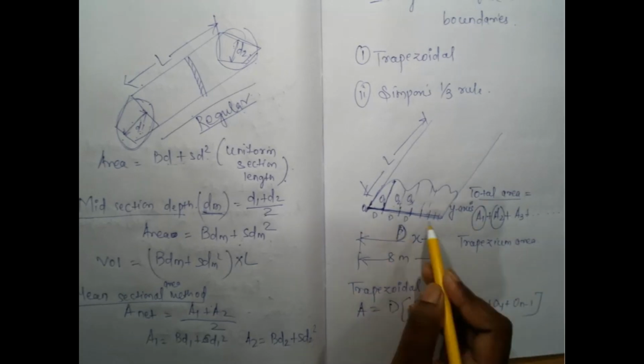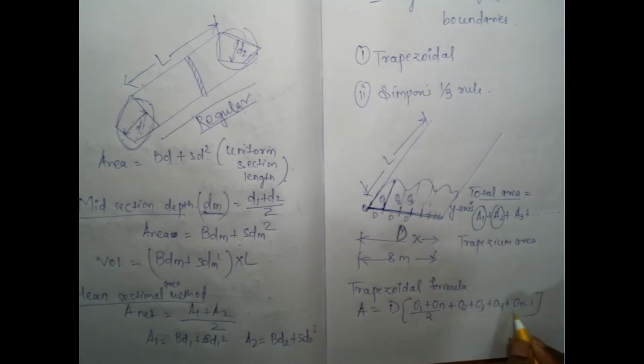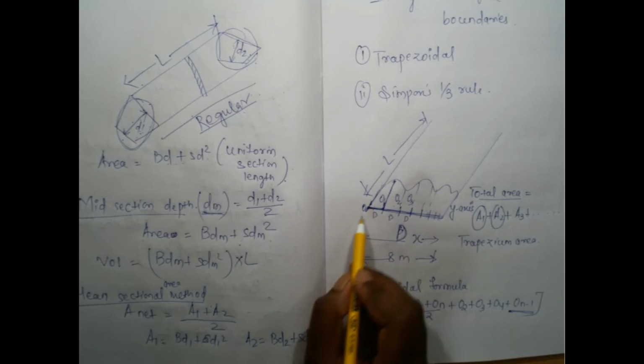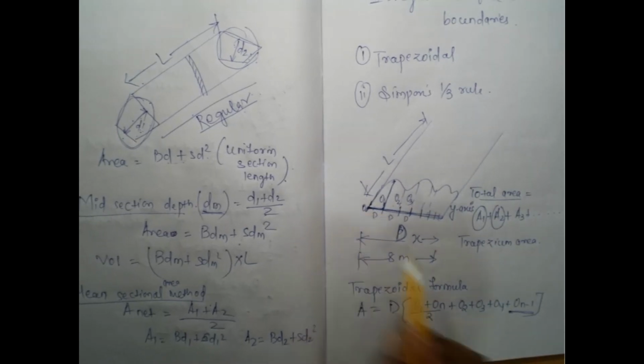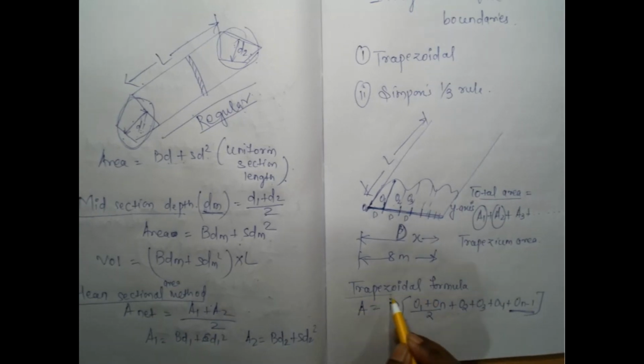How many sections we have will depend on this portion. So O1 plus ON means first section and last section divided by 2, plus the rest of the sections till ON minus 1. This is the general formula that we will get for the trapezoidal formula.